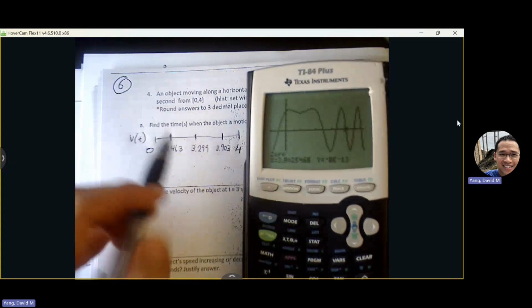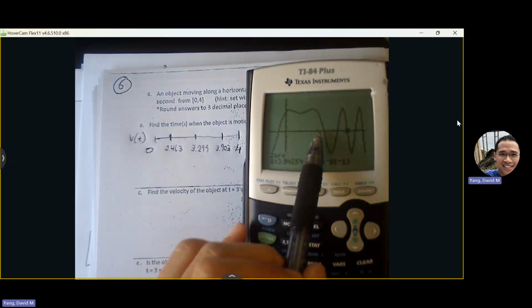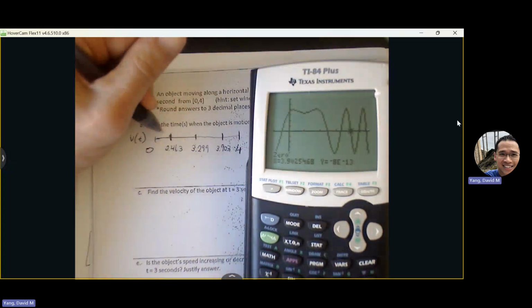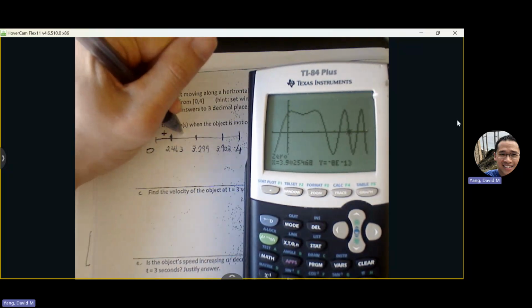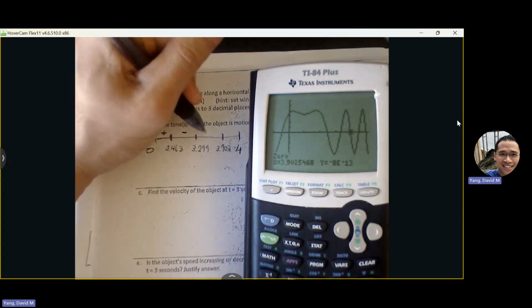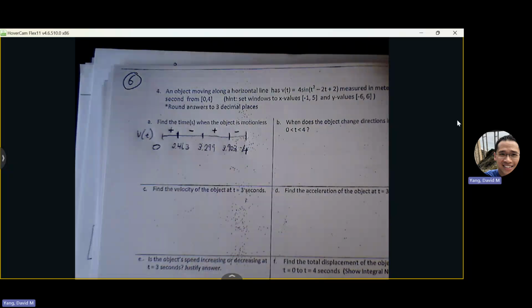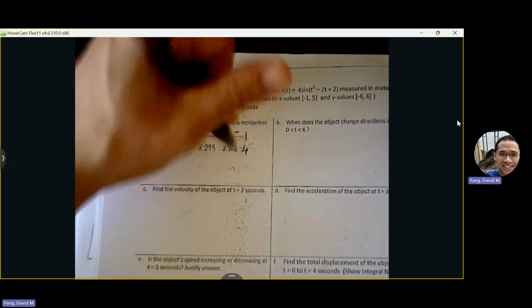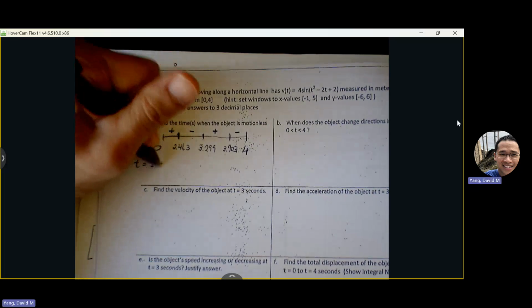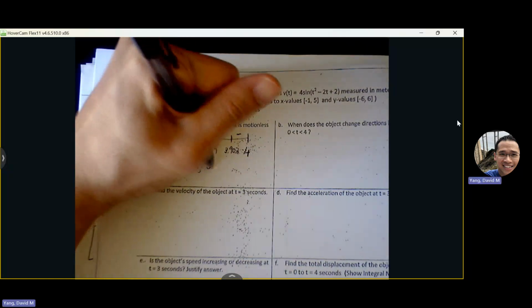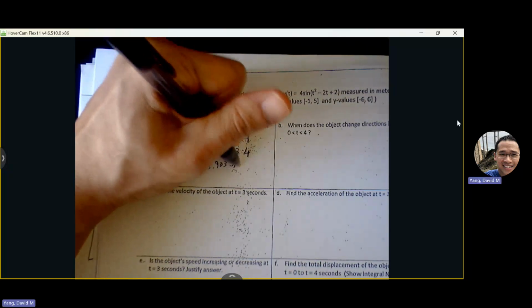So I'm just creating my sign line here. I can clearly see from 0 to 2.463, all this is above the x-axis. So I'm experiencing positive velocity. And then between the next two x-intercepts, it's below the x-axis, then above, and then below. So we only have 3 times when the object is motionless, because these are when velocity is 0. So t equals 2.463, 3.299, 3.903, because v of t is equal to 0.